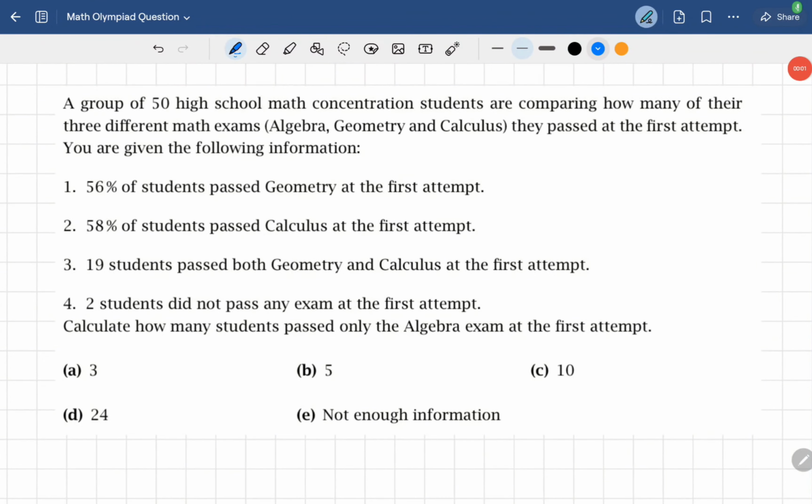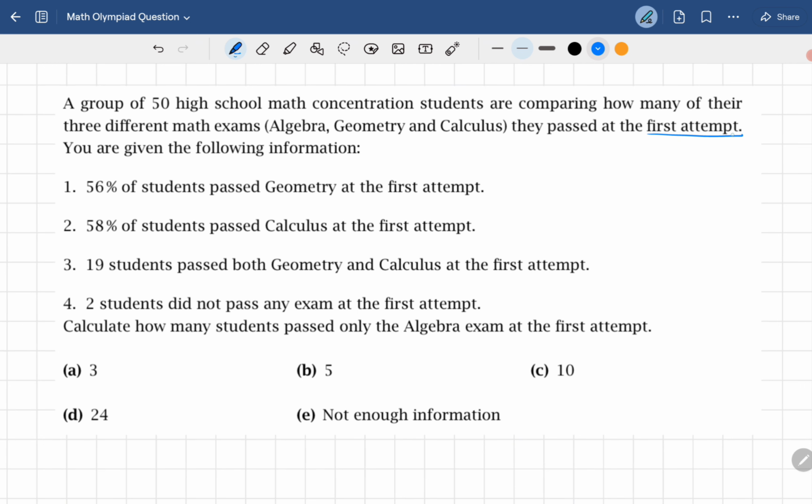Hey guys, today we're going to be taking a look at this problem right here, which states a group of 50 high school math concentration students are comparing how many of their 3 different math exams, algebra, geometry, and calculus, they passed at the first attempt.